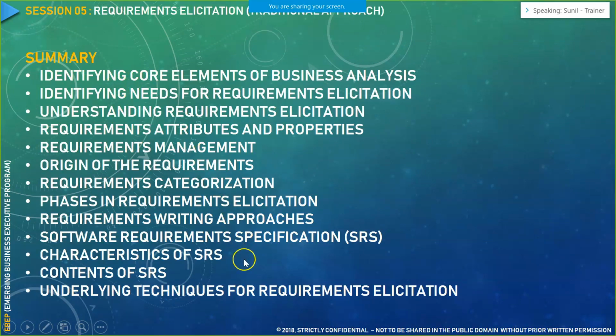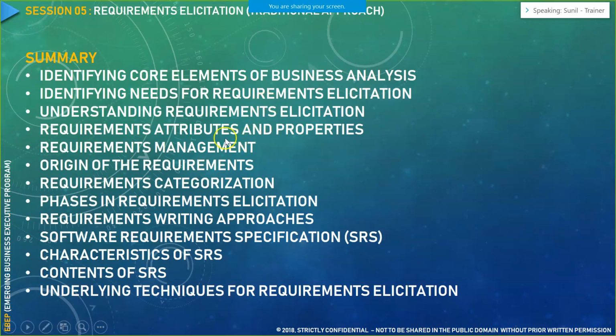So to summarize all the things we covered today, we identified the core elements of business analysis, like the input, output, the stakeholders, the processes, the effort, and so on. Then we identified the need for requirement analysis. We understood the difference between requirement elicitation and requirement analysis. Then we understood the requirement analysis phases, like what are the typical phases in requirement analysis: the discovery phase, the organization and classification of requirements, then prioritizing and negotiation of the requirements, and then designing all your requirements.